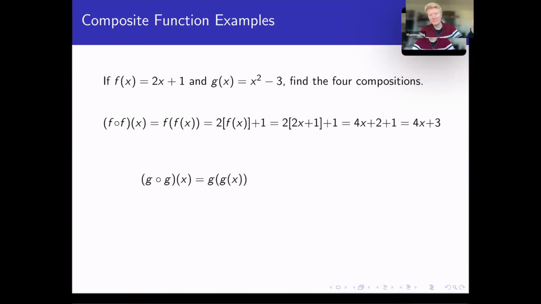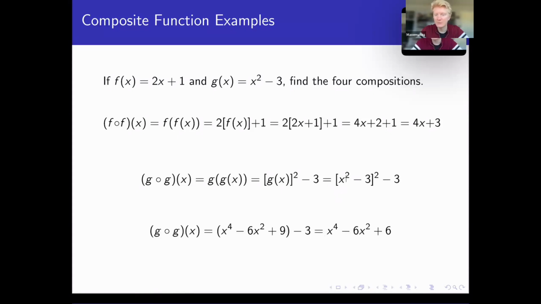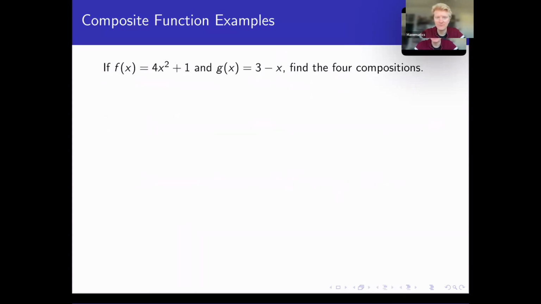G of g, all right. G of g says take g of x, plug it into itself. G of x is normally x squared minus 3. So with g of x plugged in, we get g of x squared minus 3. But g of x is x squared minus 3 itself. So here we're going to FOIL again and subtract 3. And that's composite functions. Okay, let's do another example.